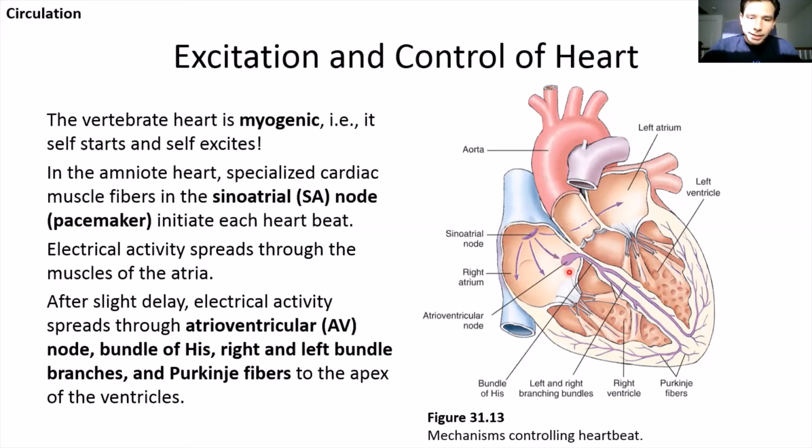After a slight delay, it is going to reach a secondary pacemaker called the atrioventricular node, or the AV node right here. And that electrical activity is going to continue spreading through the bundle of His, through the left and right branching bundles, and ultimately ending at the Purkinje fibers at the apex of the ventricles. So you see there's a delay between the contraction here and the contraction here, which makes perfect sense, because the atria need to contract first and then the ventricles.